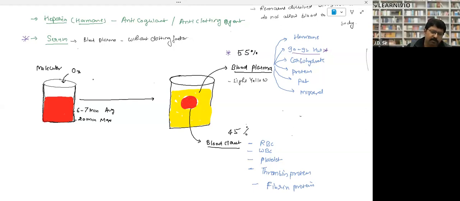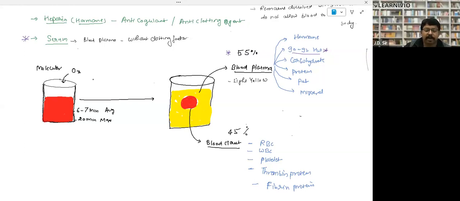After 6 to 7 minutes, or a maximum of 20 minutes, the blood will change its form from liquid. There will be a liquid part, that is blood plasma, and there will be a clot-like, gel-like structure, that is called blood clot, right? So this kind of picture will appear, with blood plasma, a light yellow colored liquid, which gets separated. This is 55% of the blood. So look, 55% is purely liquid and 45% is solid.